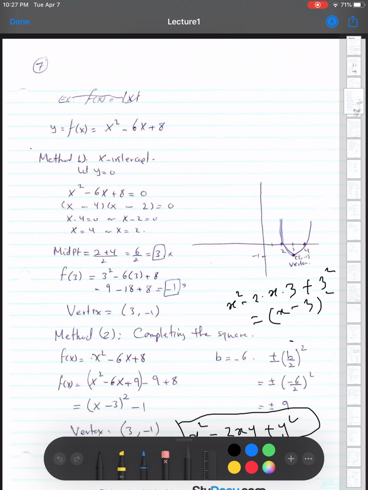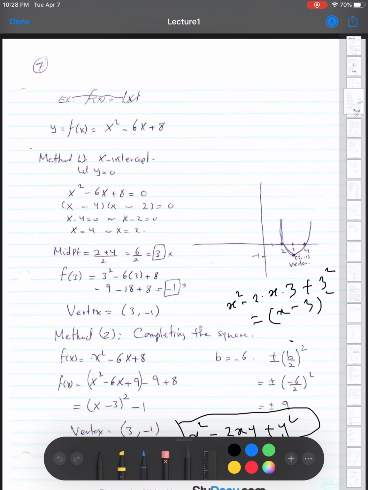We all know the vertex is the minimum point of a parabola, and the vertex has to be at the midpoint. So to find the y value at the midpoint, we have to substitute x into the function. So 3 squared minus 6 times 3 plus 8, and we find our value of y. So that's our vertex. As I told you, the vertex is the minimum point of the graph or the function. So we found the vertex.